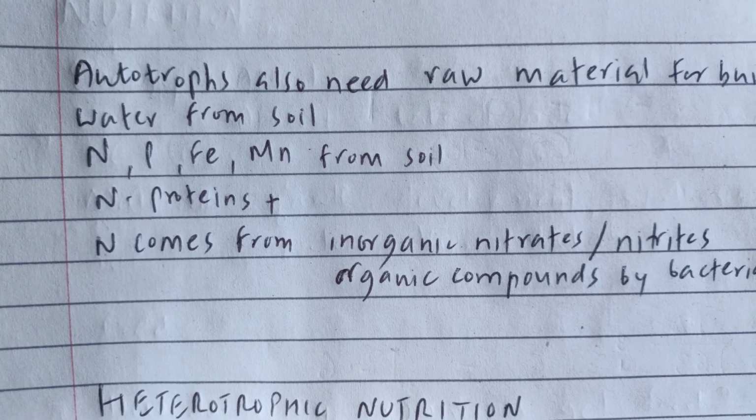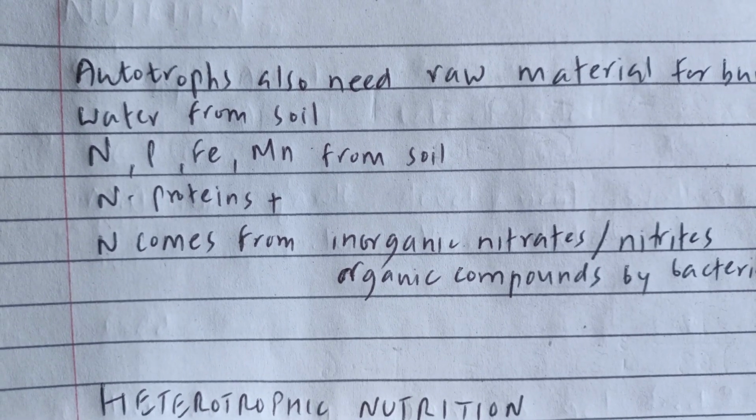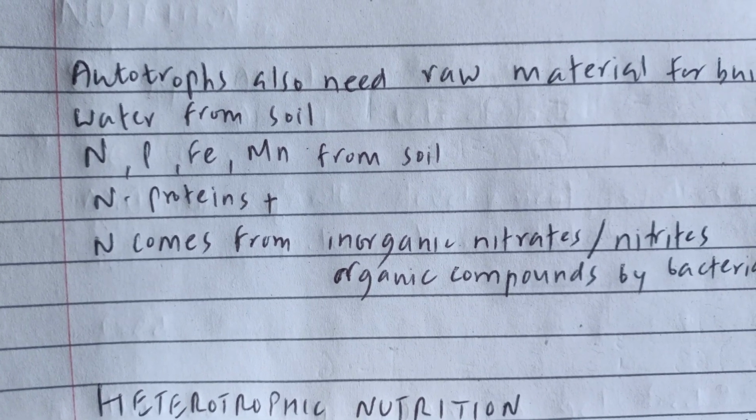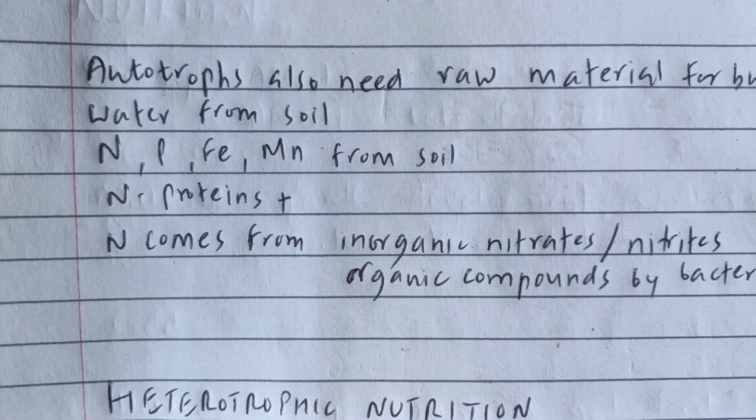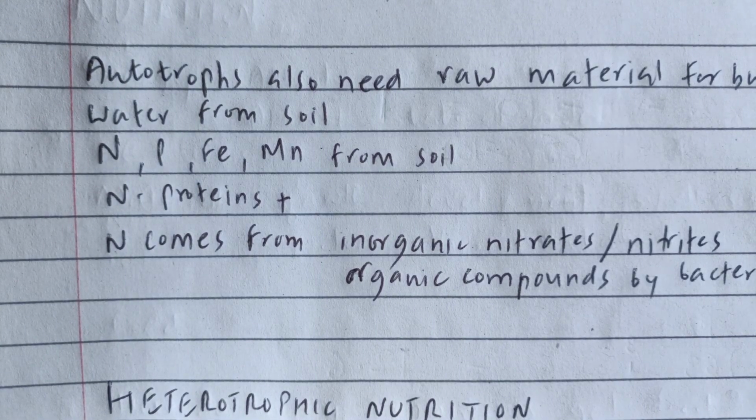So autotrophs also need raw material for building their structure, for maintenance and repair, and all that kind of activities. So it's not just water, carbon dioxide, chlorophyll, and sunlight, but they need other substances as well. Water comes from soil. They also need nitrogen, phosphorus, iron, manganese from soil.